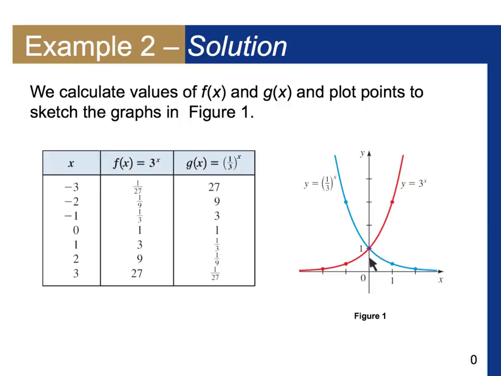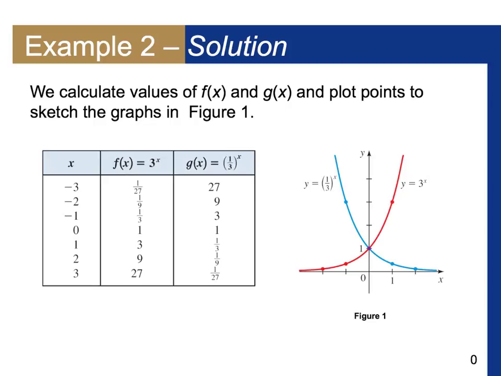Looking at the red graph again, it grows really fast when x is positive, but it goes down towards 0, towards y equals 0, when x is negative, and it gets small. So we're getting fractional values. It never hits 0. Notice this function is never negative. It's always positive. So our domain is all reals, and our range is y is greater than 0.